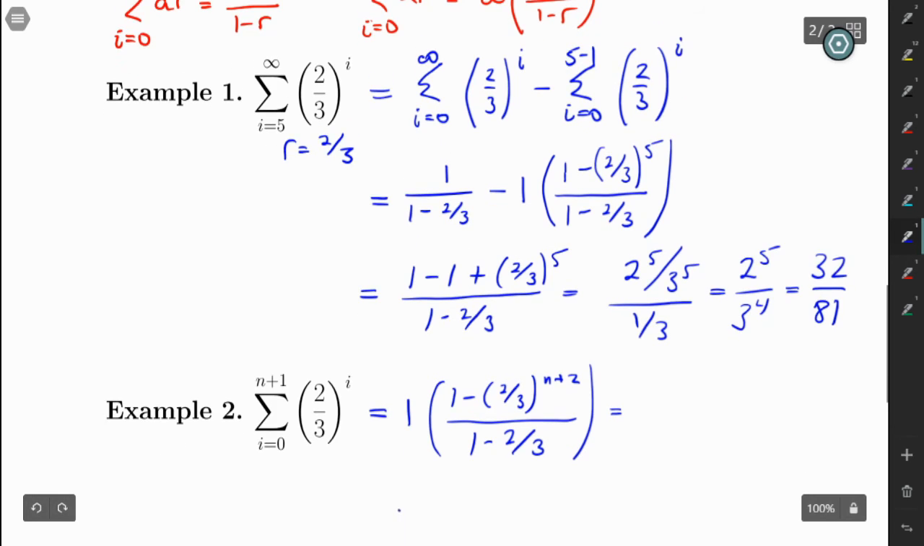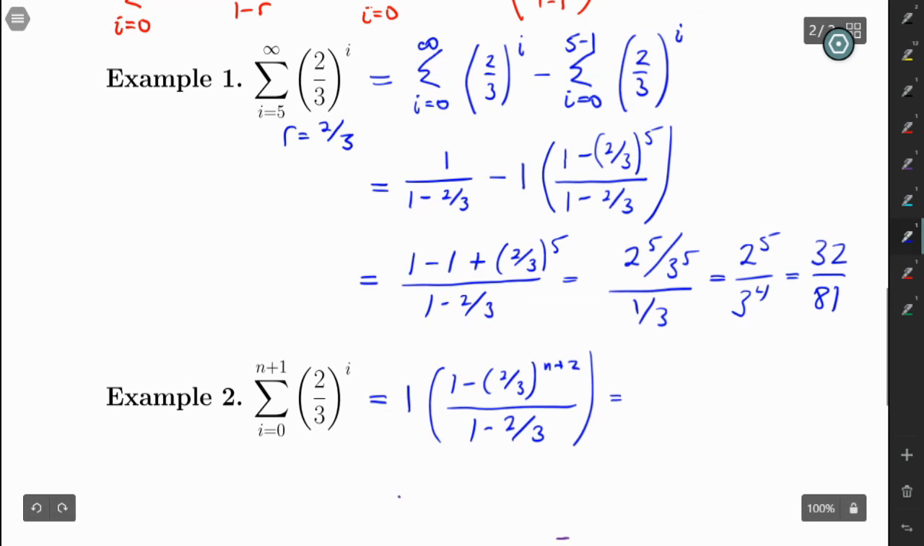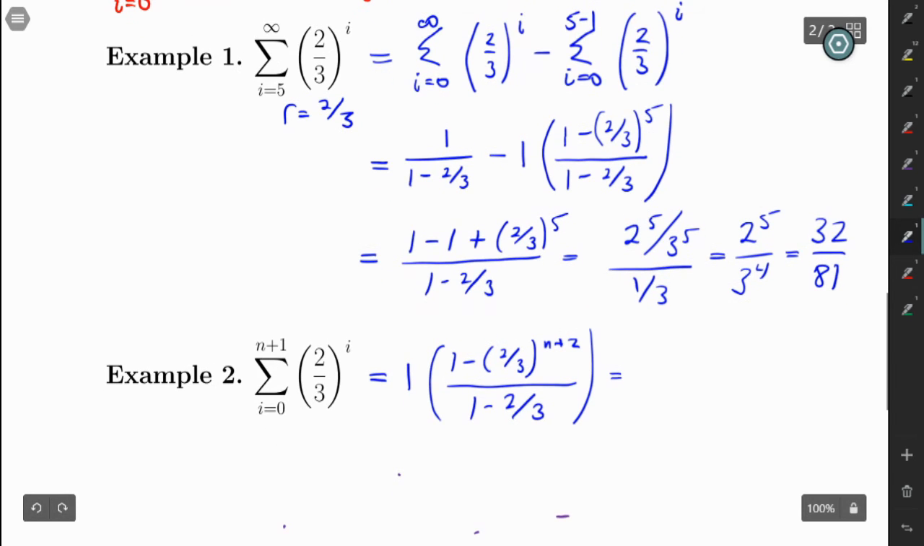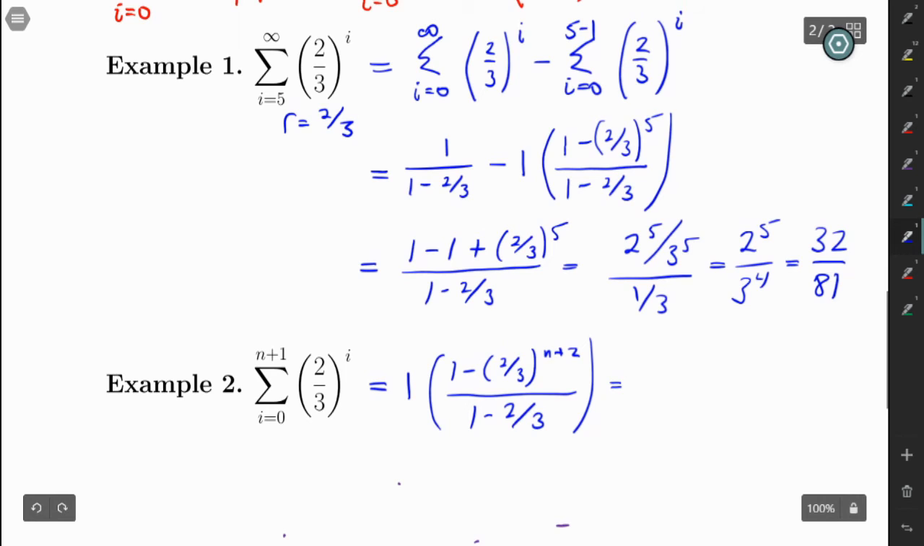And then we won't be able to simplify this all the way because we don't know what n is. But we can just simplify the denominator. Well, it's going to be 1/3 if you subtract those, and then you flip the third, and you're going to get 3. And then 1 minus 2/3 to the power of n plus 2.